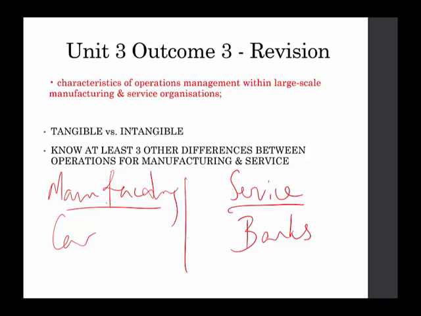Now you need to know and be able to talk about the differences, and you need to know at least three differences between operations in manufacturing and service. The first and most obvious is the tangibility of the output. Manufacturing, of course, has a tangible output, such as a car in this case, whereas the service output is intangible. It is something like you have received a flight, or in fact you've received banking services. So you don't have something physical in your hand that you can touch, smell, eat, whatever.